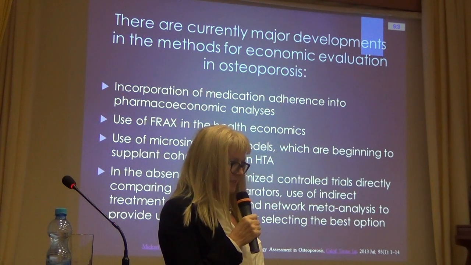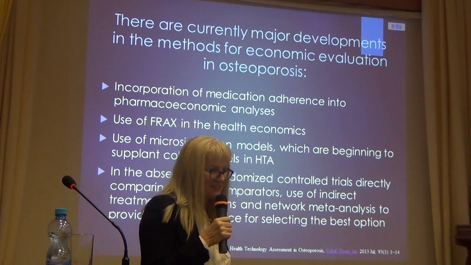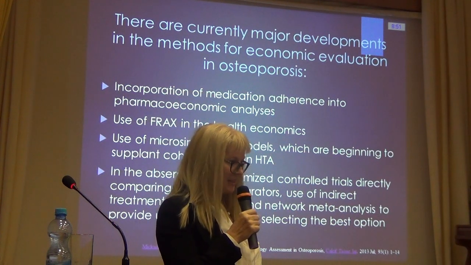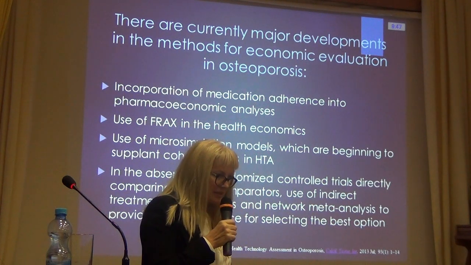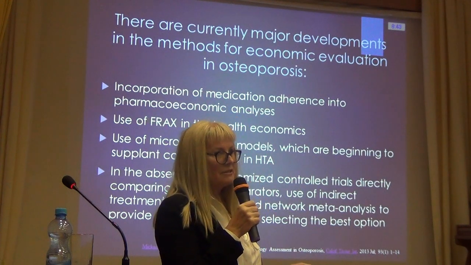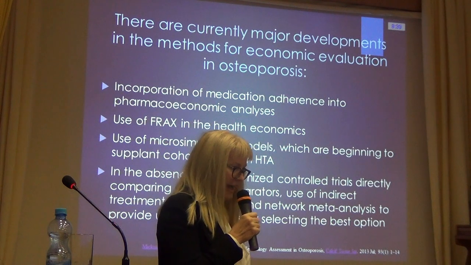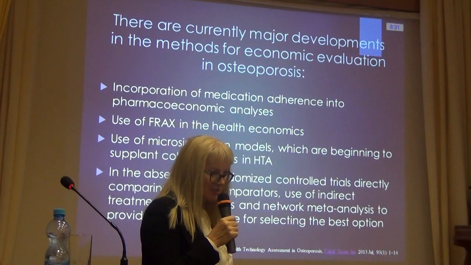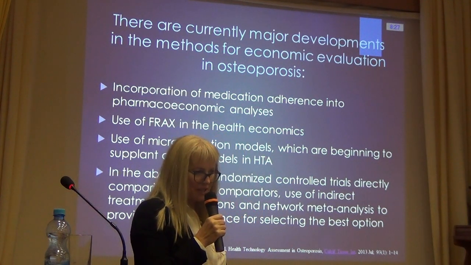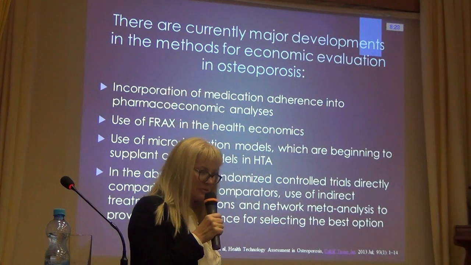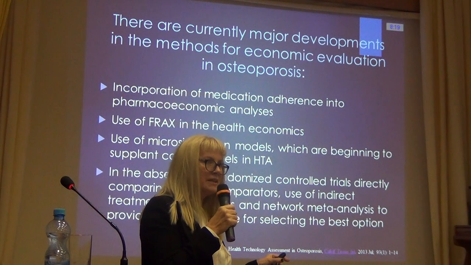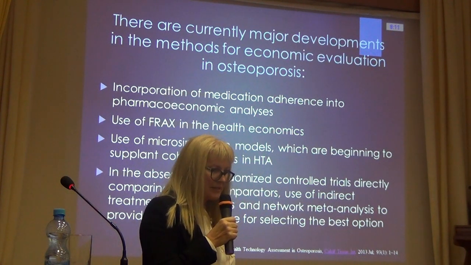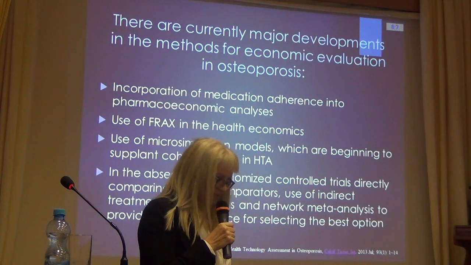Okay, we have some major developments currently in the methods of HTA. One of them is the incorporation of adherence or persistence into the pharmacoeconomic analysis. Another one is better fracture risk prediction due to FRAX. And two other major advances are that we can use microsimulation models, and when we don't have RCTs, randomized controlled trials, directly comparing different components, we can use indirect comparisons and network meta-analysis to provide evidence for selecting the right option.